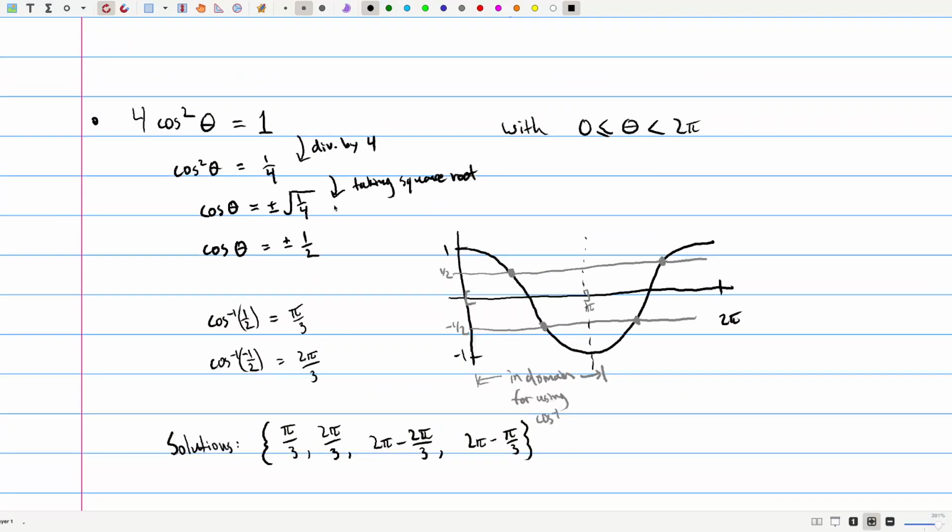Just to summarize the idea again, we isolate the trigonometric function, and then we figure out how many solutions there are, and then we try to use some method to figure out where those points are. And I'm making use of the inverse trigonometric function to help me out there.